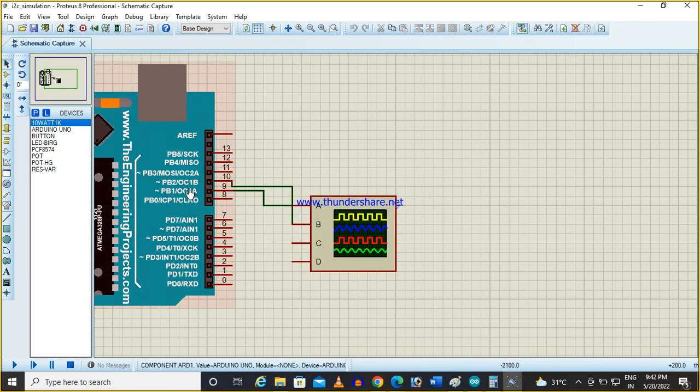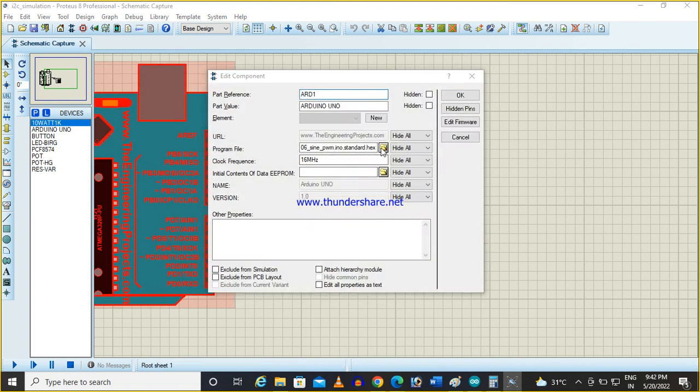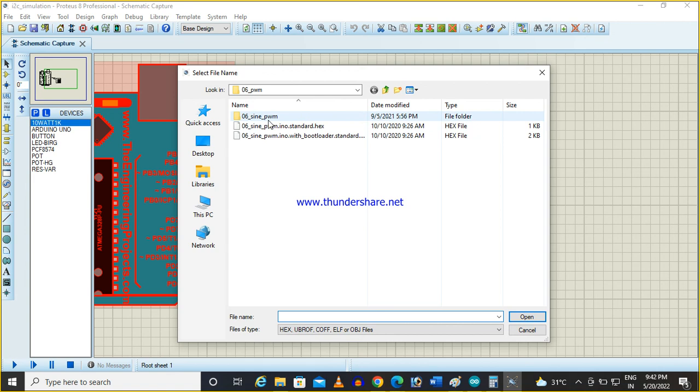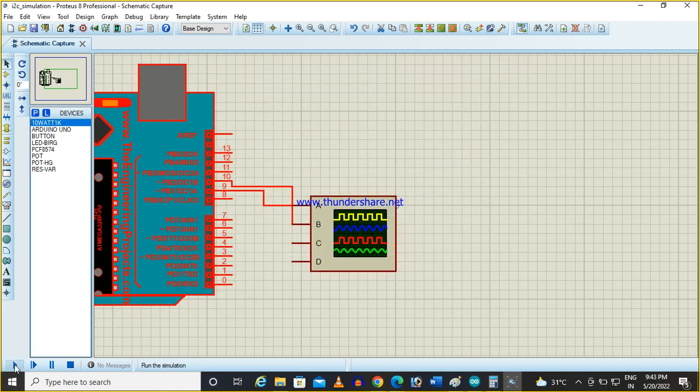Now you see here I have connected the two channels, channel A connected with OCR1A, channel B connected with OCR1B. Now let us take that text file. Let us run.